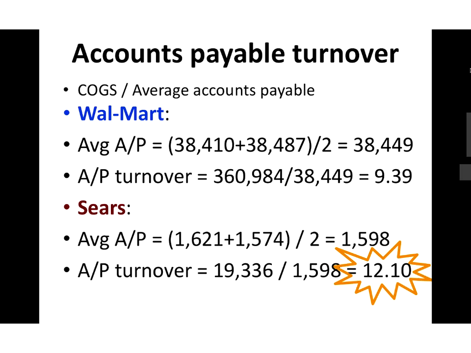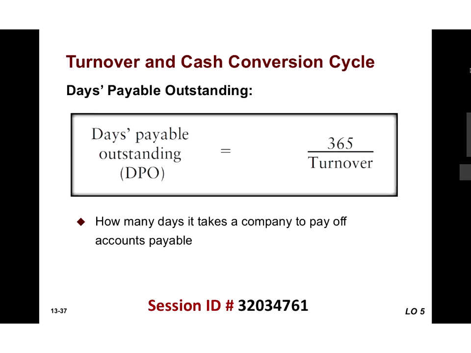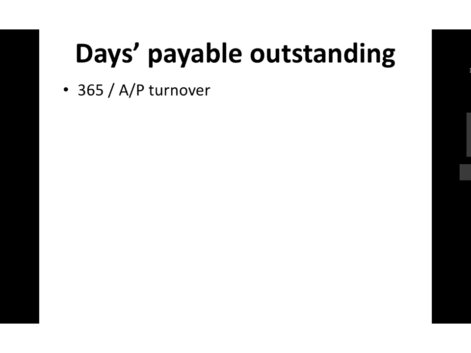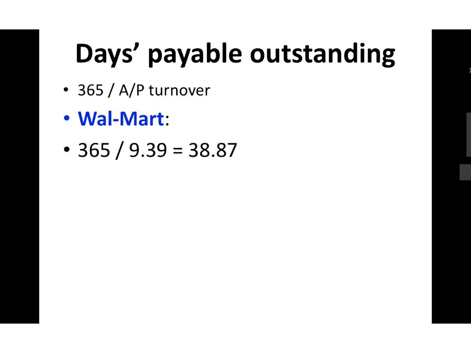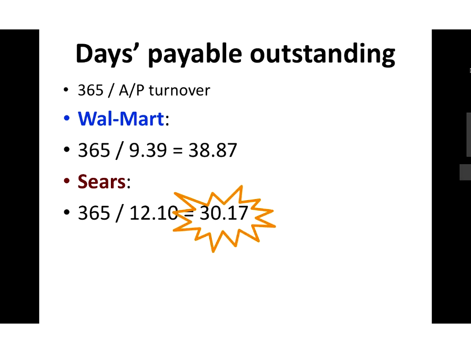Okay. We want to see us paying off accounts payable. And then we can also convert accounts payable into days, how many days on average it takes to pay. So we take 365 divided by the payable turnover. And Sears is paying its payables faster, which is fine.